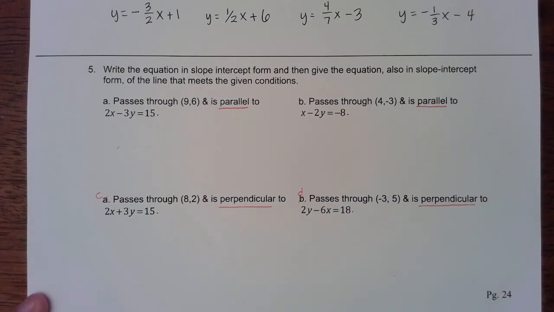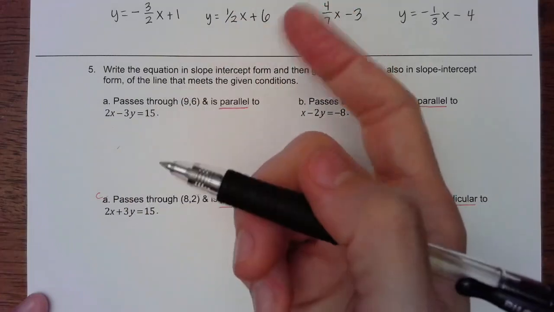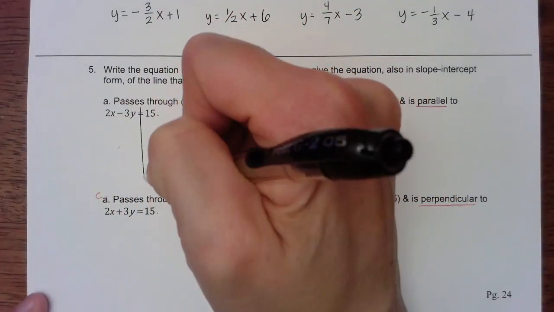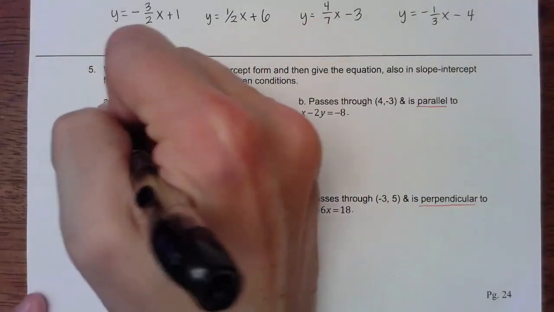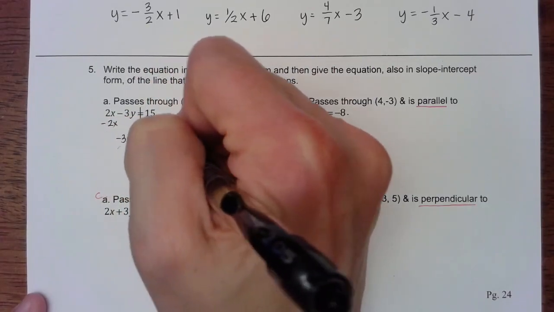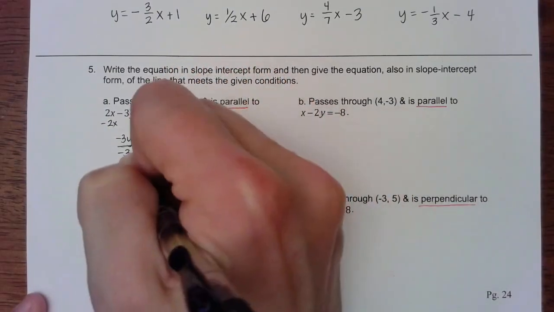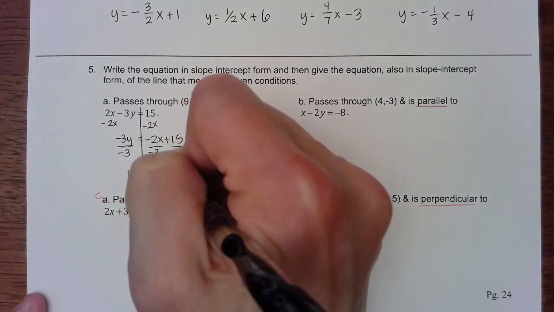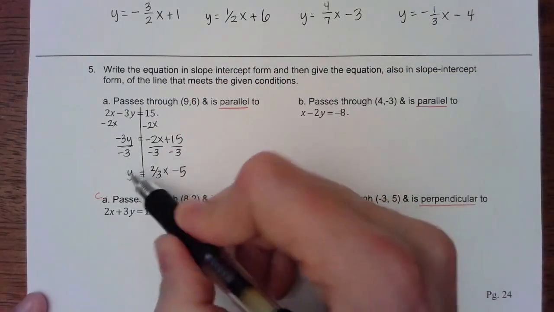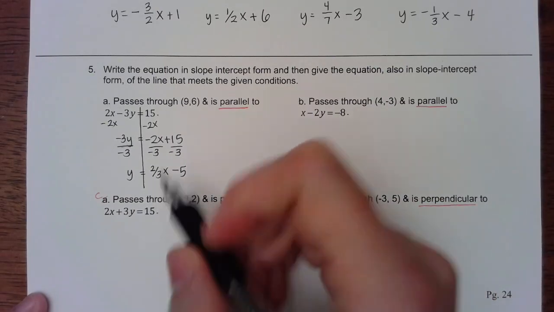The first thing we need to do is figure out what our slope is supposed to be. So let me remind you that they're talking about two lines. They give us the equation of one line right here, and we're trying to find the equation of the other line. But on A, they tell us the lines are parallel. So if I minus the 2x from both sides, negative 3y is equal to negative 2x plus 15. And then if I divide everything by negative 3, y equals positive 2/3 x minus 5. This is an important first step because my first line has a slope of 2/3.